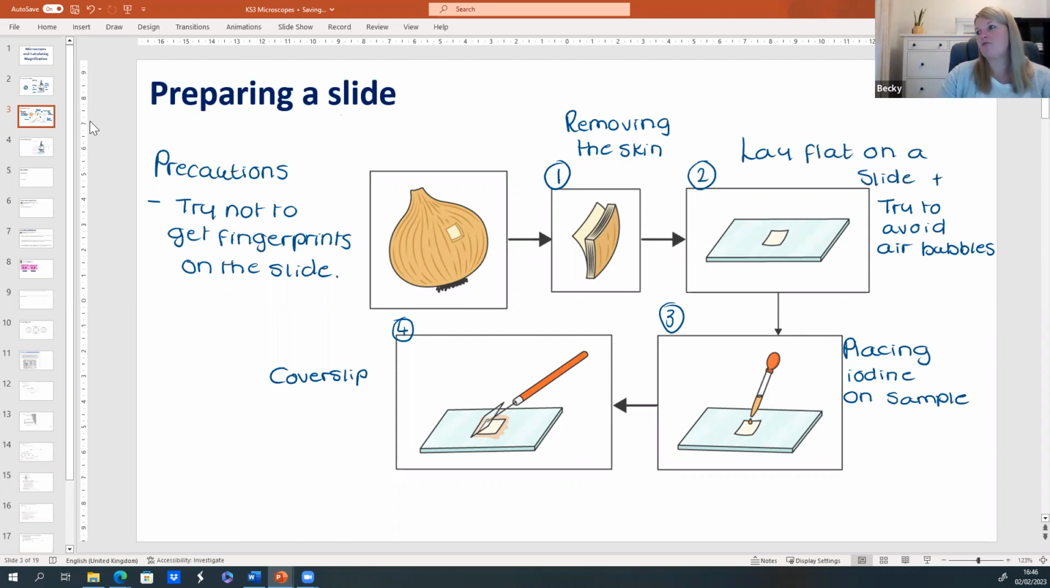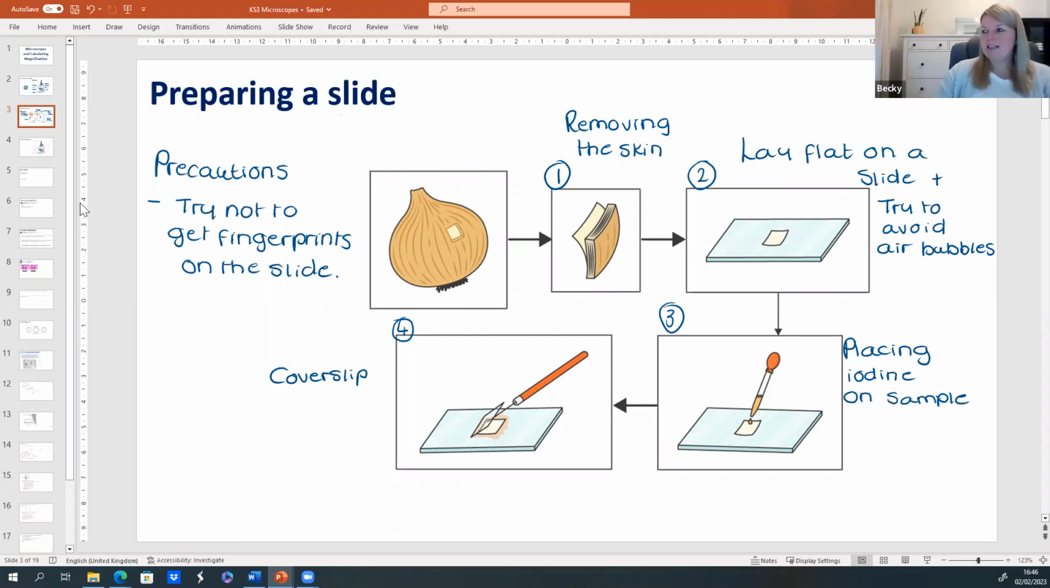Yeah, and try to avoid air bubbles. We want to try and get it as flat as possible, because otherwise we can see something where actually we can just see air bubbles. Super. I've also put up there as a precaution. She picked up on that. Try not to get fingerprints on the slide, so carry it sideways so that we don't get our fingerprints all over, because then again we could be seeing the fingerprints rather than the cells we should do.